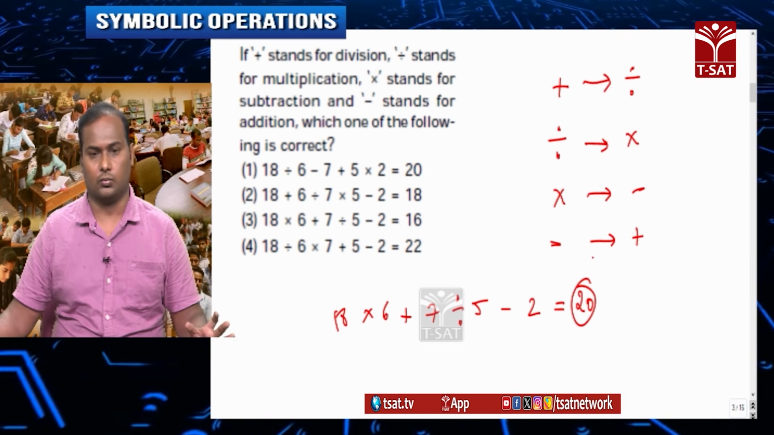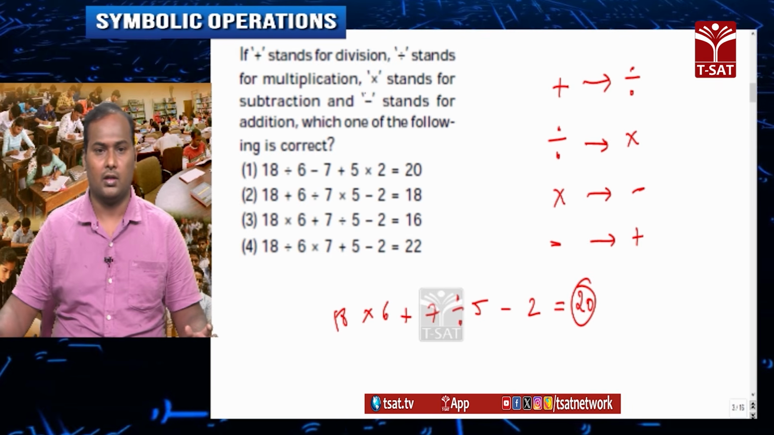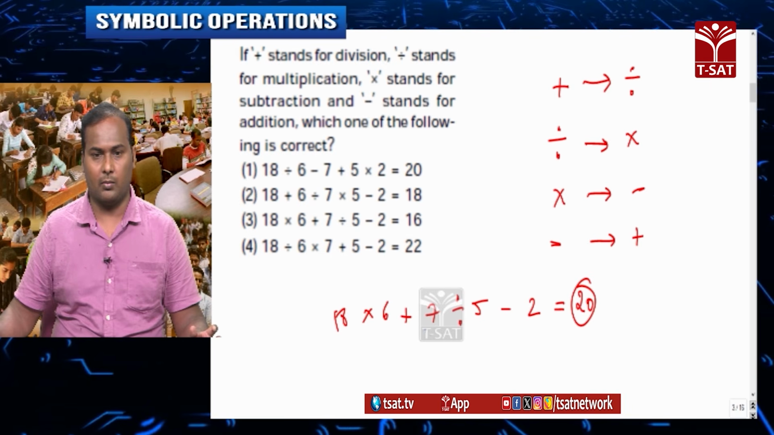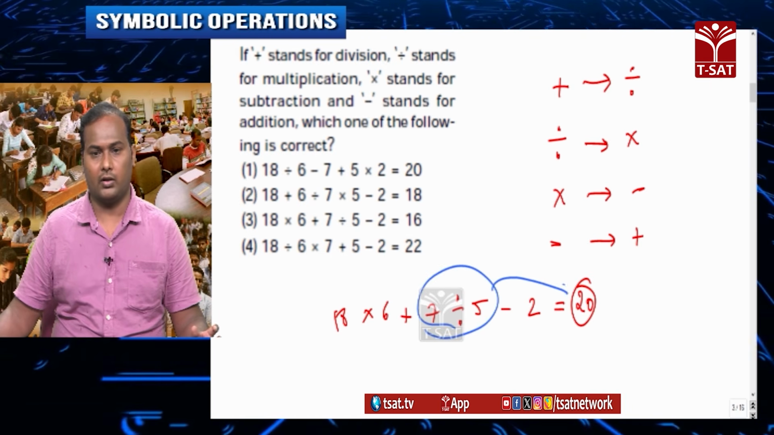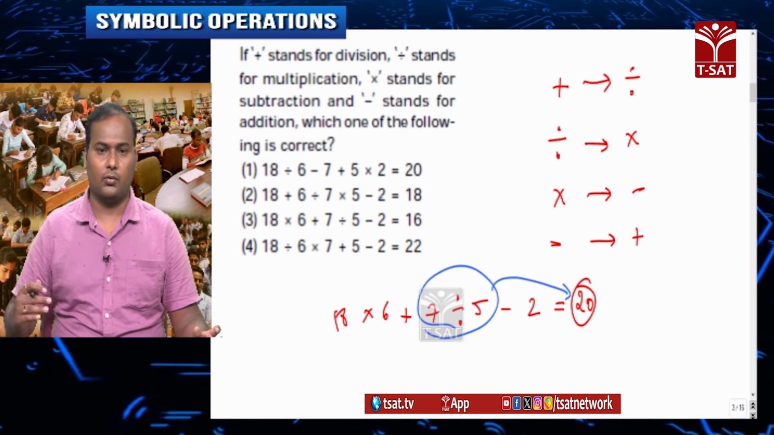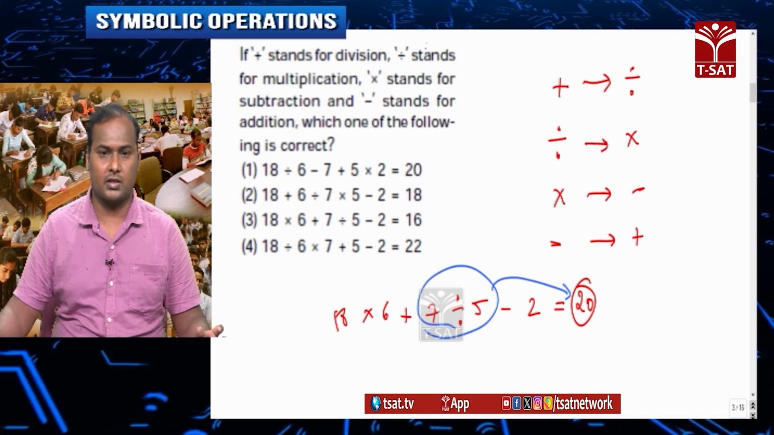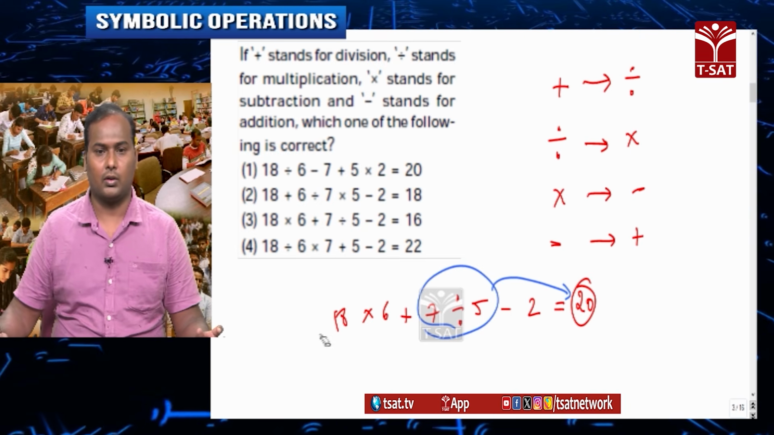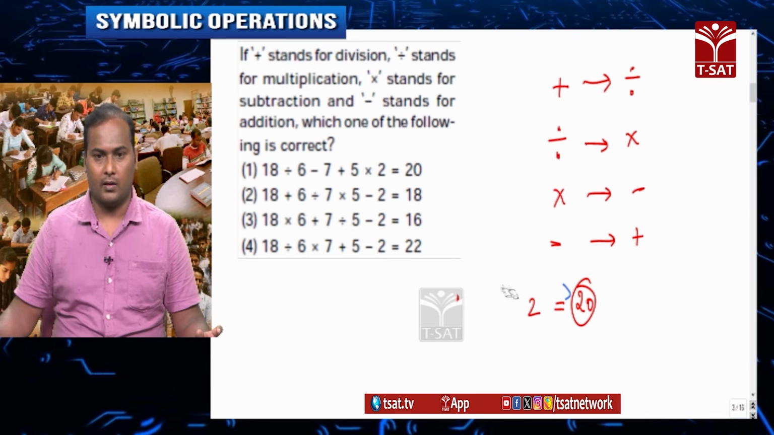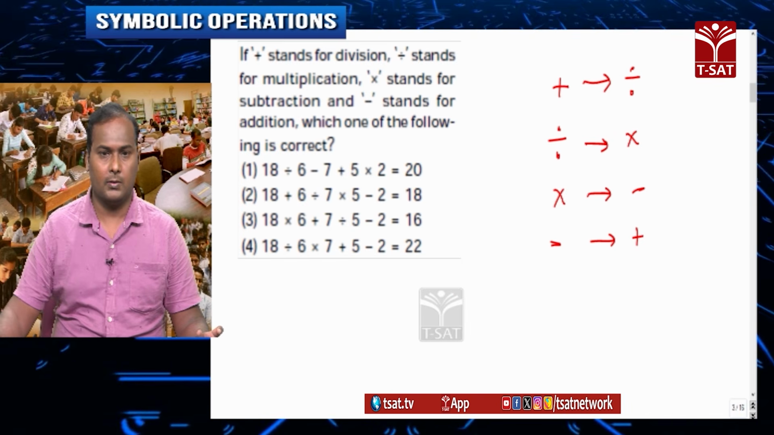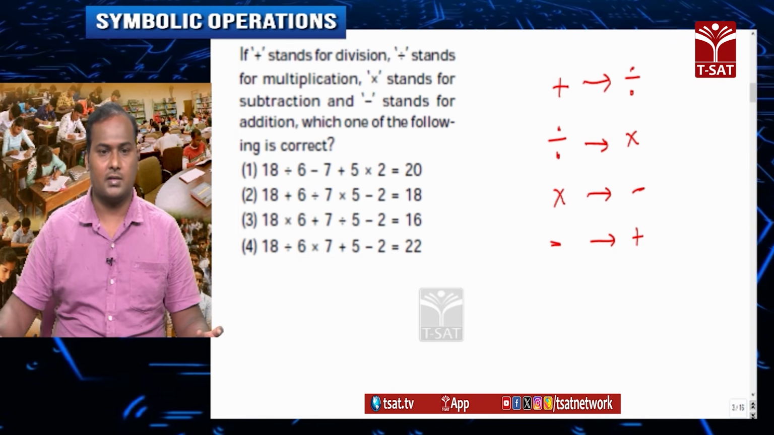See here, there is a clue. You should not do all these things. The moment you see 7 divided by 5, you will not get to 20. So, directly eliminate this option. Don't do this. In the examination, don't try to calculate each and everything. The moment you see that it is not possible, you avoid it so that you can save time.